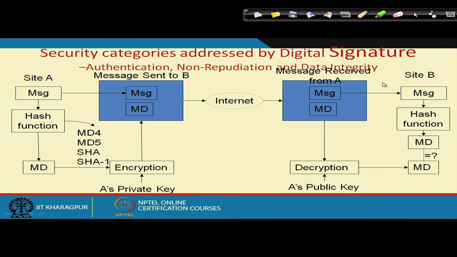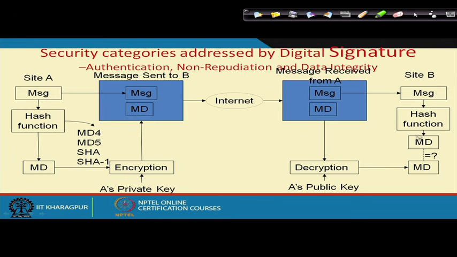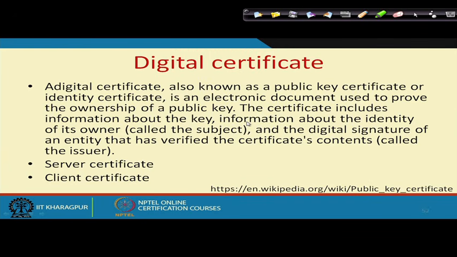Next is data integrity. Data integrity is about making sure that the data is not modified on its way. Here is the message part. If the message is modified, naturally this message digest will not match with this. So, data integrity is also taken care of. So, that is how authentication, non-repudiation and data integrity are taken care of by digital signature. Now, one of the very important applications of digital signature is getting a digital certificate.